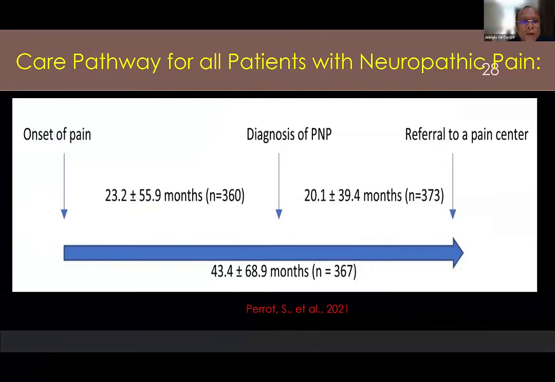What is interesting here is that from the onset of pain to the diagnosis, according to this study, it takes at least 2 years. Imagine the amount of time it takes just to get the diagnosis. And another similar period, almost 2 years again, from the diagnosis up to the referral to a pain center. Can you see how much time we waste in making the diagnosis and the treatment?